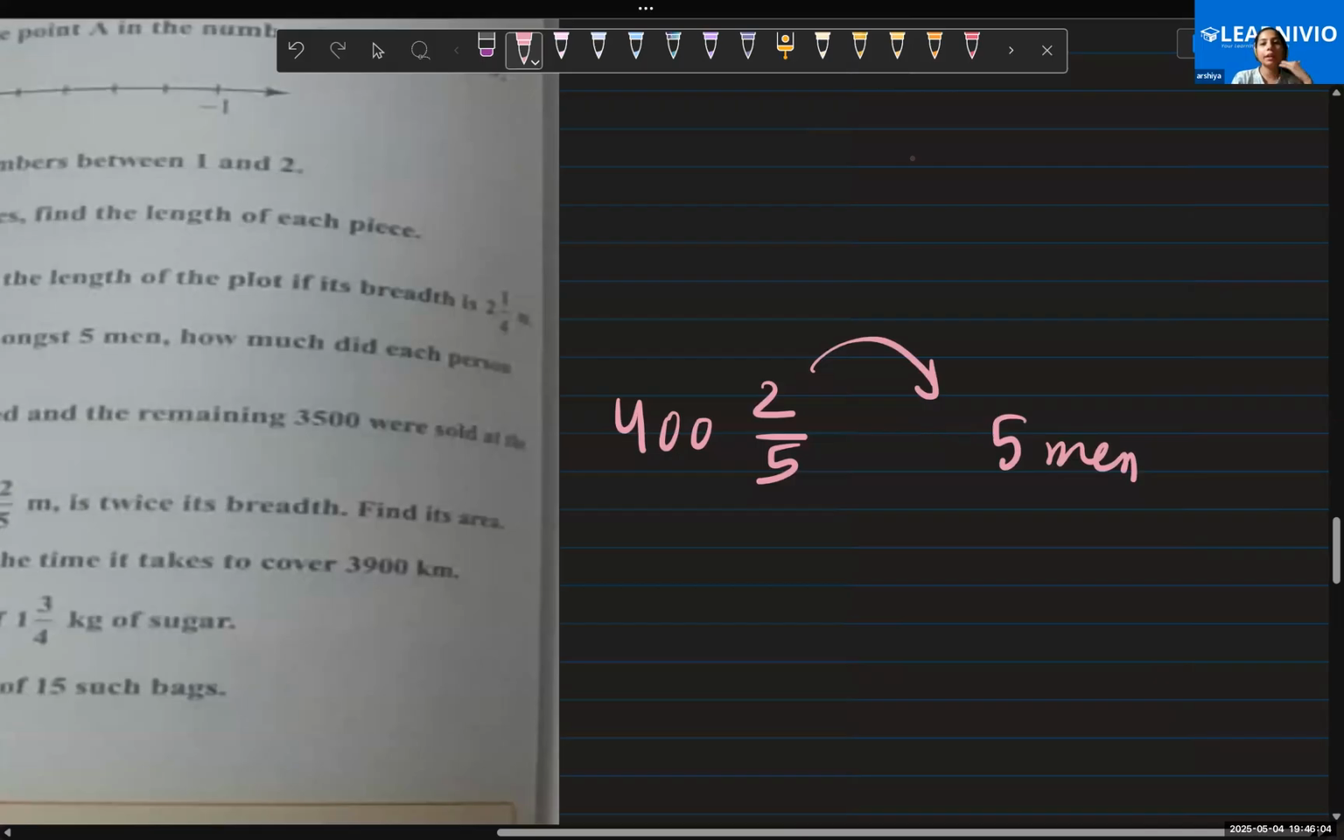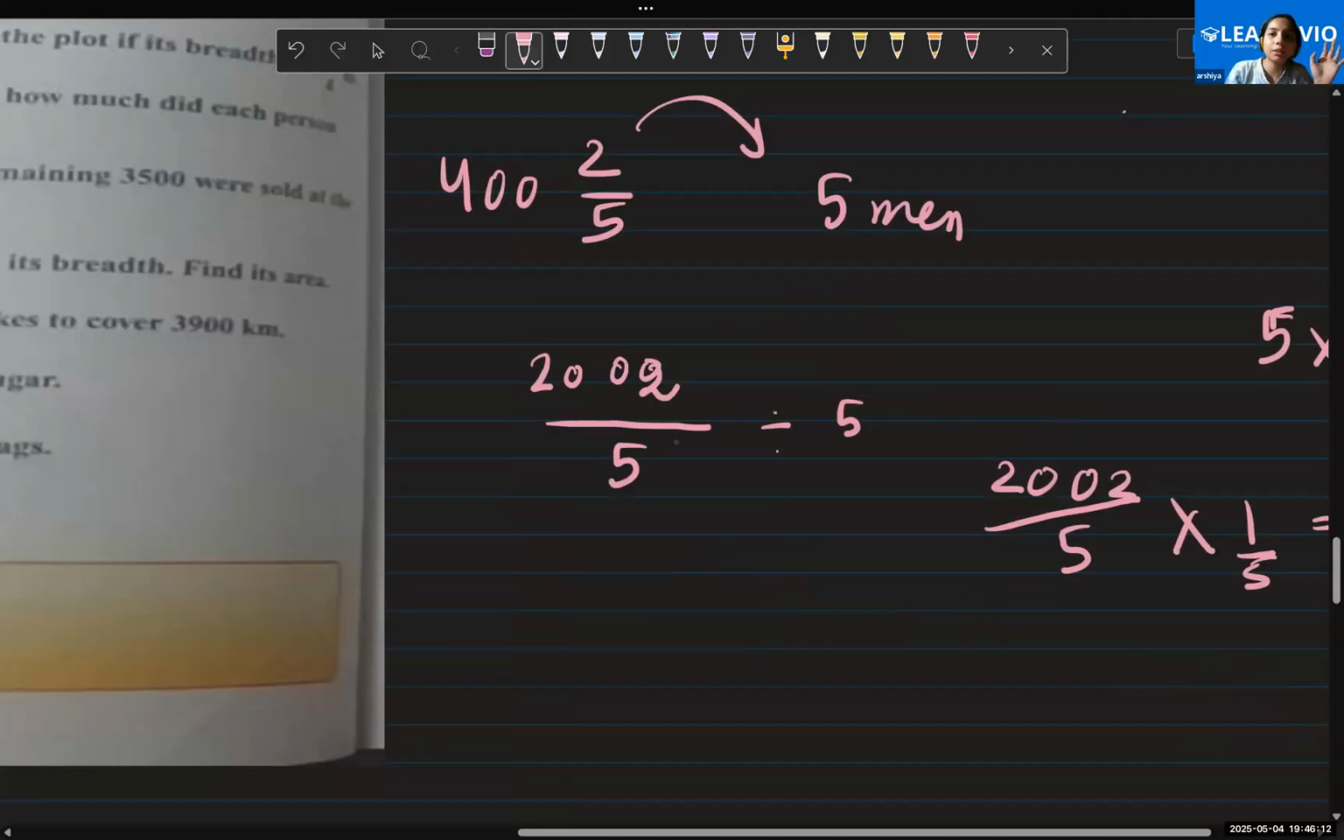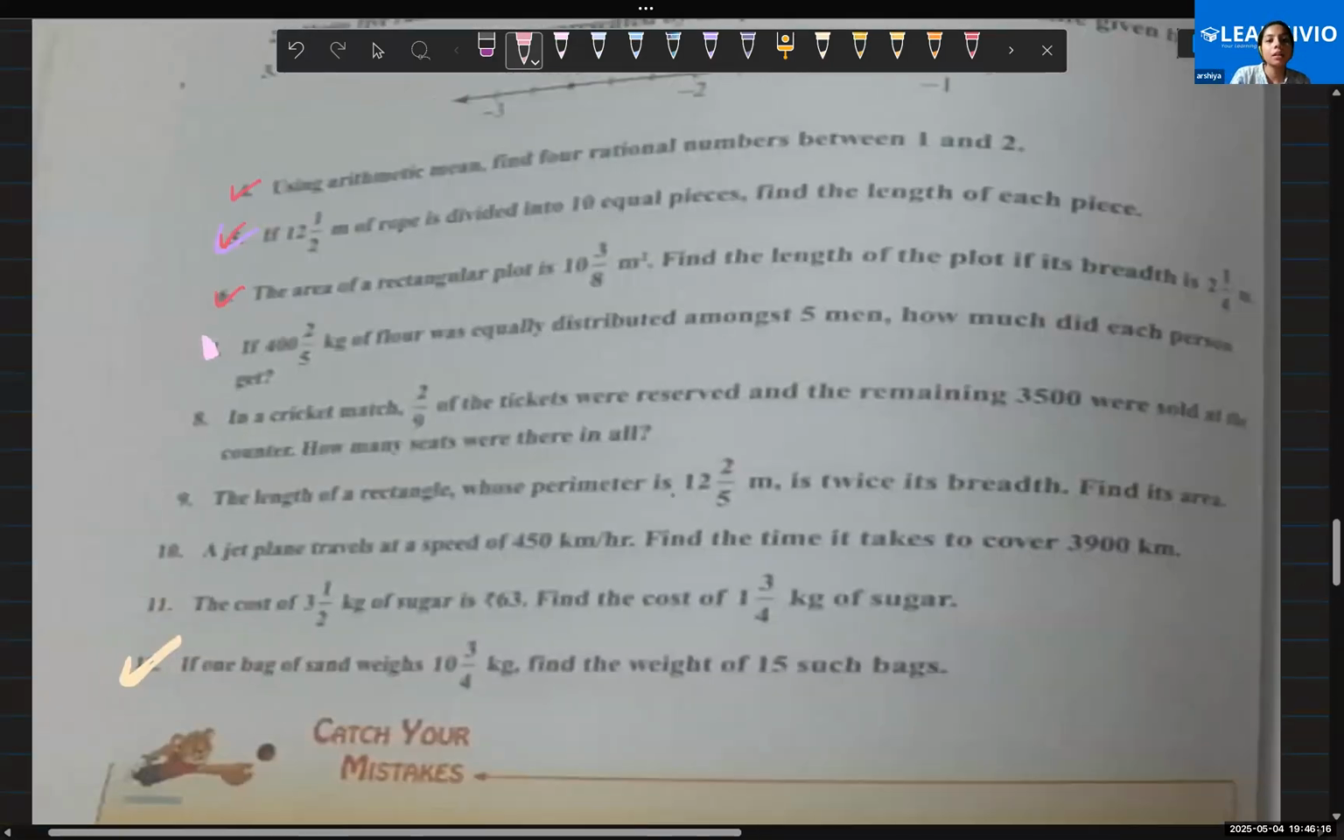If you want, you can divide, but there is no need because this chapter is rational numbers, so you can just leave it here only. No need to bring the answer in decimals. Okay.